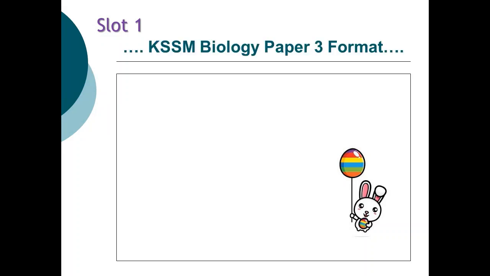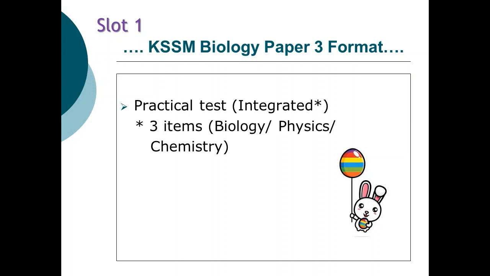Slot number 1. Now we have a look at the KSSM Biology Paper 3 format first. Actually, the practical test is integrated. What does integrated practical test mean? In BM, we say bersepadu, meaning that during the practical test, each candidate will be given 3 items, which are biology, physics, and chemistry in one go.